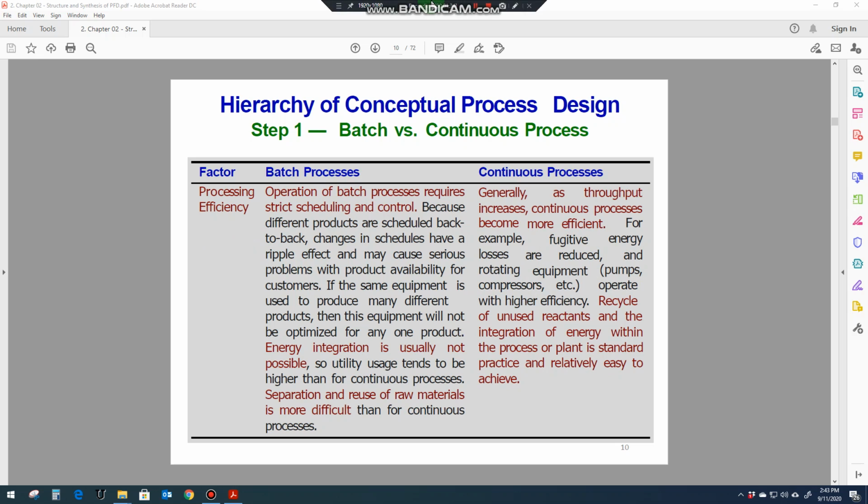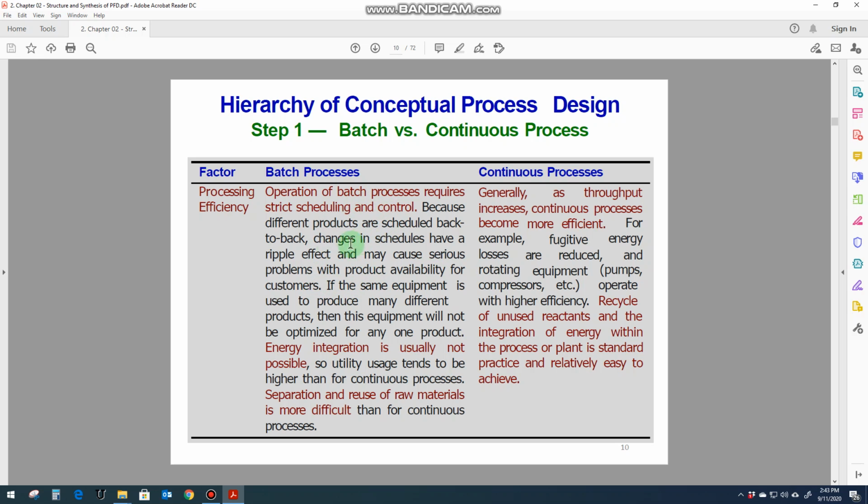Process efficiency, let's see what we have here. For the batch processes, operation of batch processes requires strict scheduling and control. So in batch processes, we talked already that we need to have a reliance on schedule, and so there should be a very fixed or strict schedule and control on that schedule, because different products are scheduled back to back. Changes in schedule have a ripple effect and may cause serious problems with the product availability for the customers.